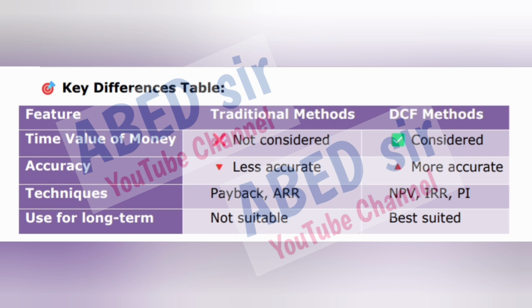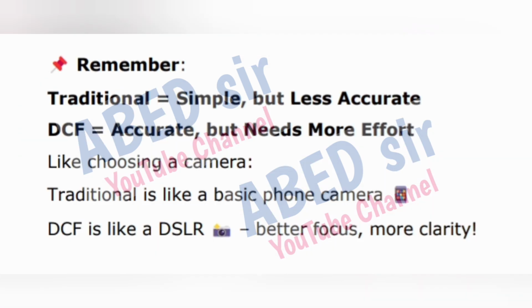Accuracy: less accurate, more accurate. Techniques: payback, ARR, NPV, IRR, PI. Use: for long-term, not suitable, best suited. Remember, traditional is equal to simple but less accurate. DCF is equal to accurate but needs more effort.